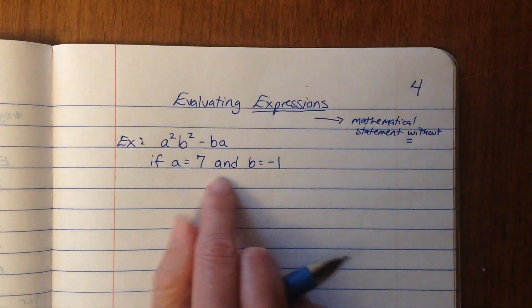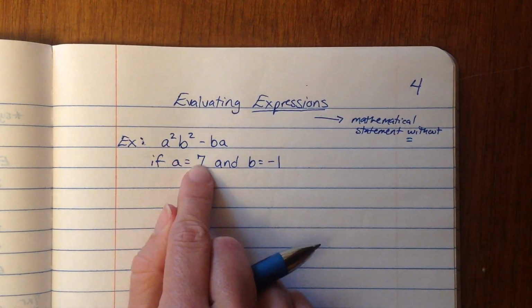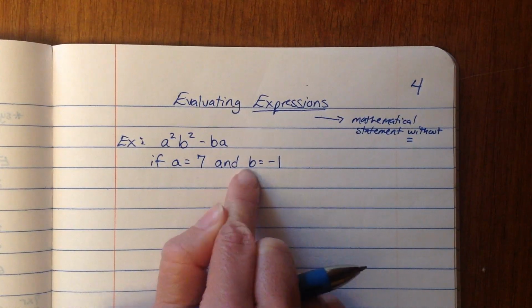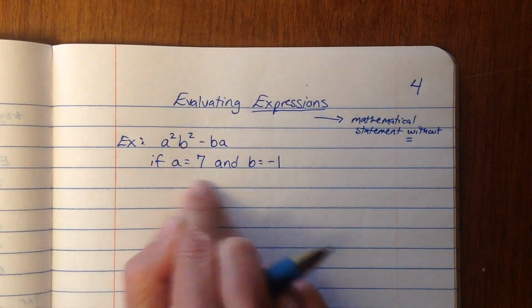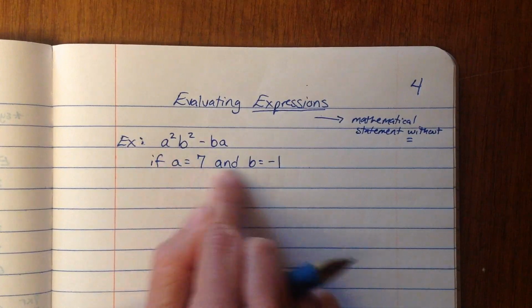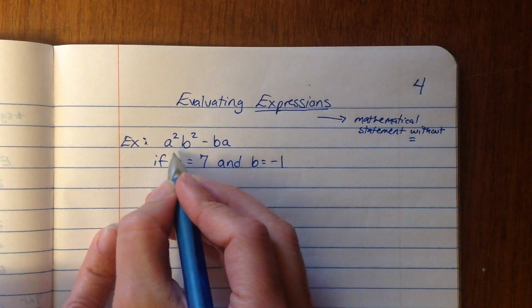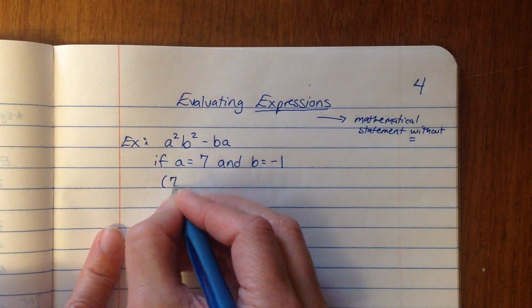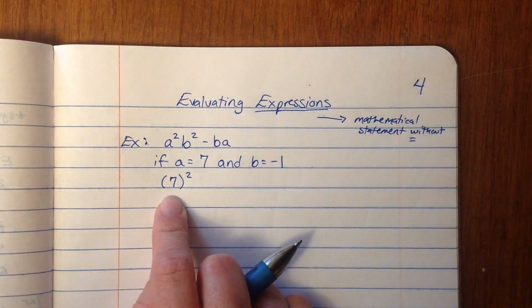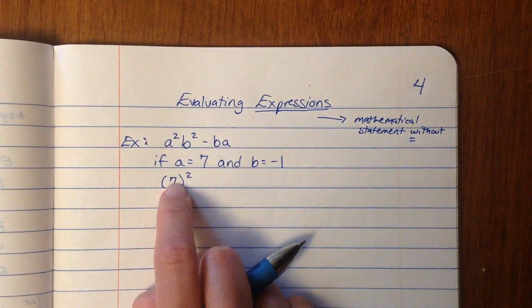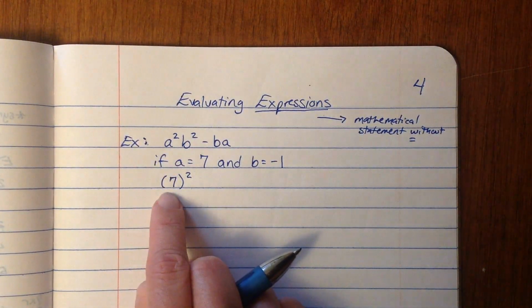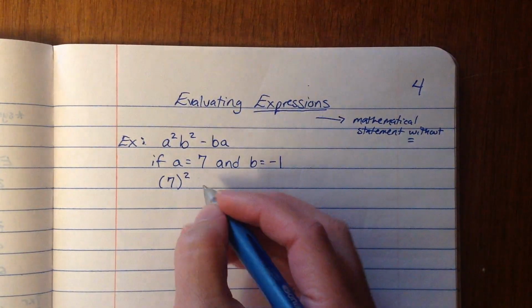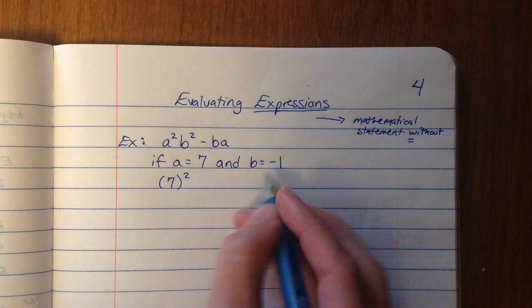And so what I'm going to do is replace everywhere I see an a with the value of 7, and replace everywhere I see b with a -1. The very first step is just making those replacements. If we see a squared, well, a is 7, so that's going to be 7 squared. Now, when I replace variables with numbers, I like to put them in parentheses. It's not really necessary. You could have just written 7 squared. But it does become necessary when you have situations like what we're going to see next.